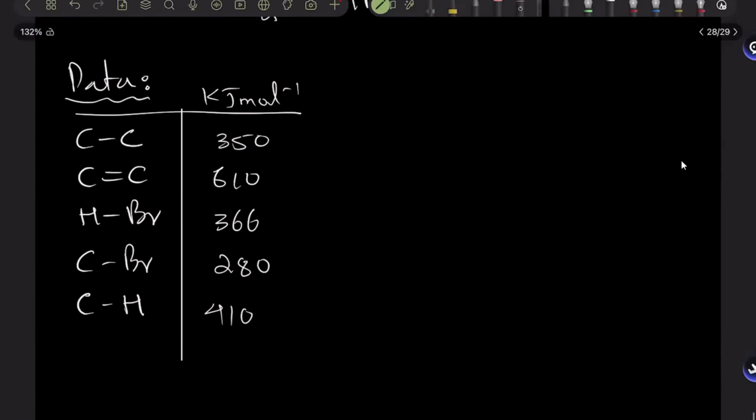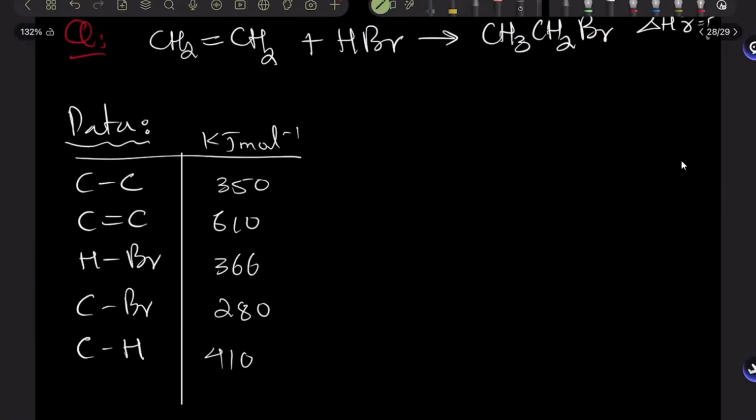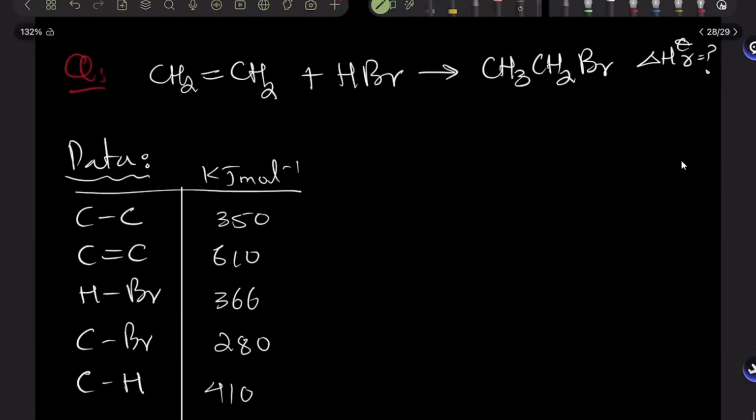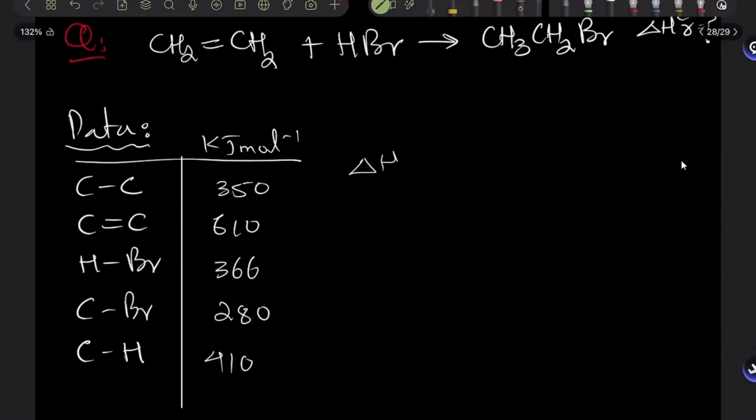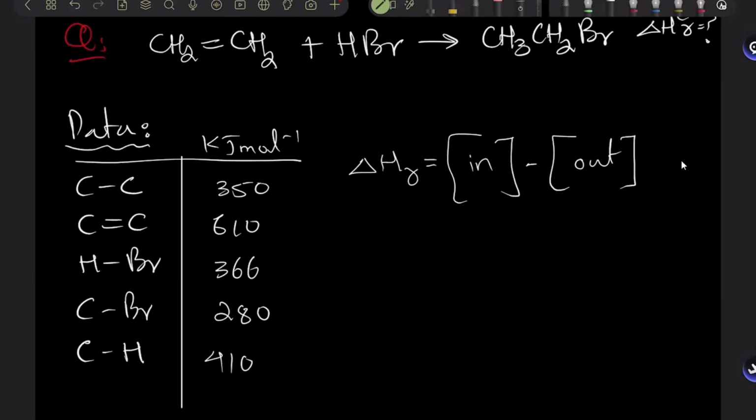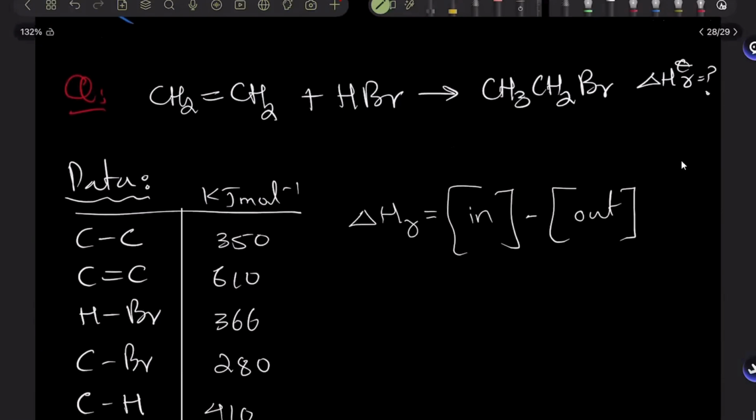And I told you in the last class that whenever you're given bond energies in the question, never think about making a cycle. Simply do what? Apply the delta H equation. What's the delta H equation? Delta H of any reaction is equal to energy given in to break the bonds minus energy given out when new bonds are forming. Right? This is the equation for delta H. So whenever you have bond energies in the question, never make a cycle, just apply this equation and solve the question.